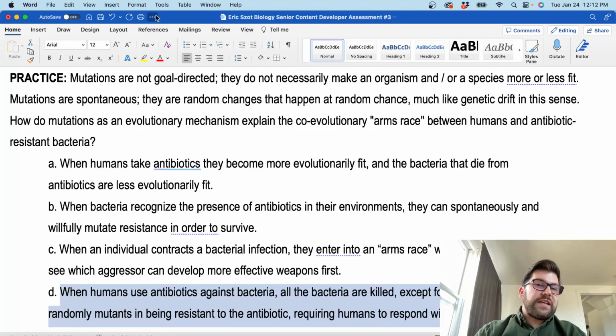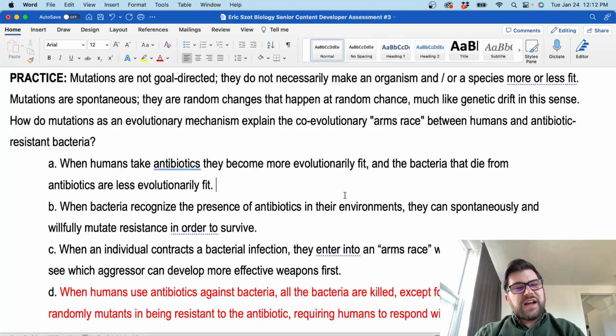I like D more than A in this case, because fitness is not necessarily something you can just become, right? Especially in humans taking a pill, and bacteria, right? It is just randomly being resistant to antibiotics. Could we say that's fitness? Yes, I guess if we're describing a human taking antibiotics as part of the environment, that gets a little gray. I definitely think D is a better answer option here. So we're going to go with that.